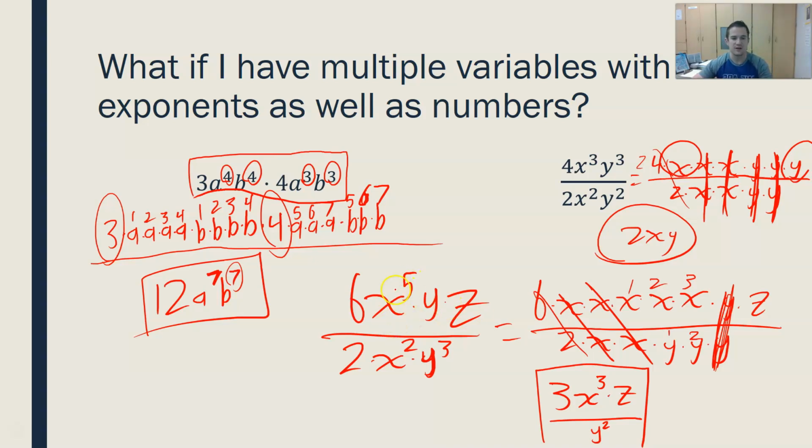And you notice here, again, I had 5 x's on the top, 2 on the bottom, which left me with just 3 on the top. See that? 3 on the top from my 5. And then if I have y on the top, y to the third on the bottom, I have 1 y on the top, 3 y's on the bottom. That leaves me with 2 y's on the bottom. And then I have this 1 z that just is chilling there.